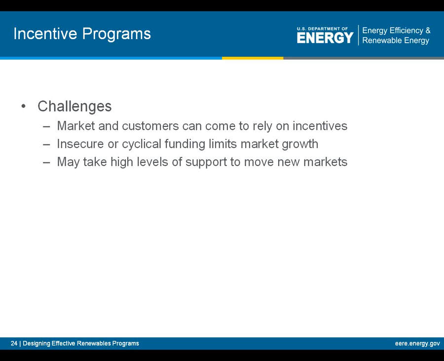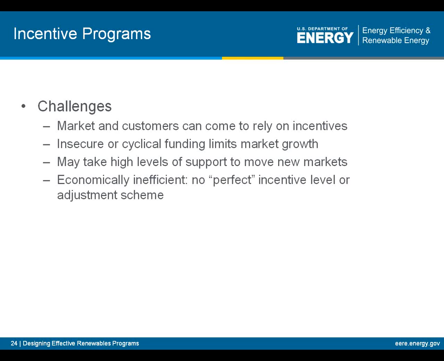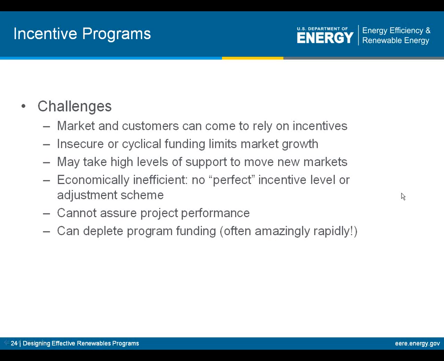It may take high levels of support to move new markets. Incentive programs are by nature economically inefficient. It's impossible to design that perfect incentive. In fact, the perfect incentive might be a different level for every single customer. So you're likely to be paying out a little more money than you might really need to in order to drive the market demand with this kind of program. You cannot assure project performance. You're just asking for certain kinds of standard projects to be put in.